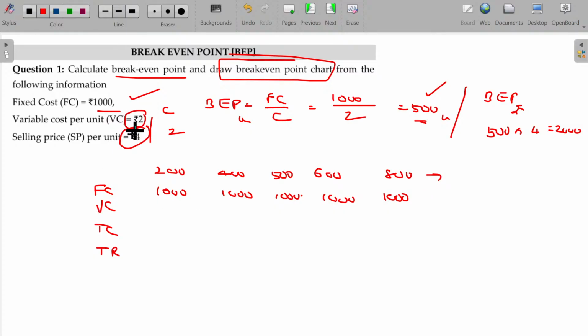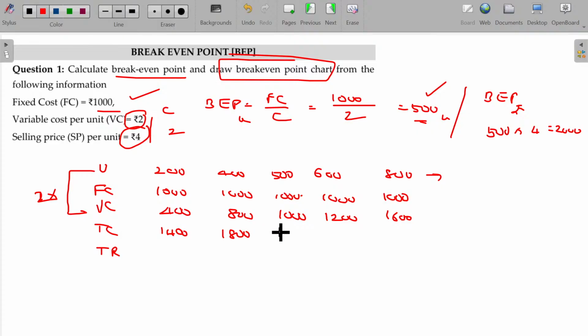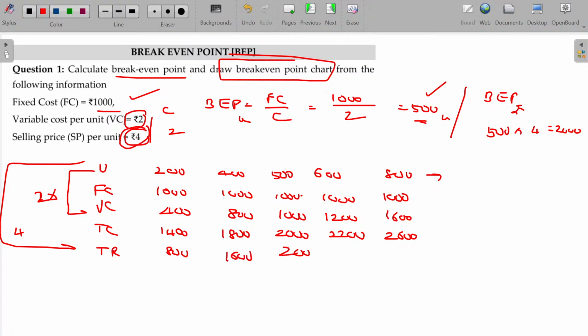And variable cost being 2 rupees per unit, for the number of units you have to multiply with the 2. So the value in this case being 400, 800, 1000, 1200, 1600. The total cost in this case being 1400, 1800, 2000, 2200, 2600. And total revenue here being 4 rupees per unit, so you multiply this with 4. So 200 into 4, 800 and 1600, 2000 and 2400, 2800.